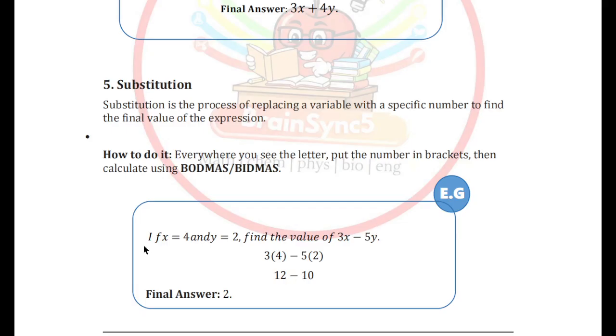Like so, if we have x equals 4 and y equals 2, find the value of 3x minus 5y. So where x is, you put 4. Where y is, you put 2. Very simple, very straightforward. Nothing to stress about here.